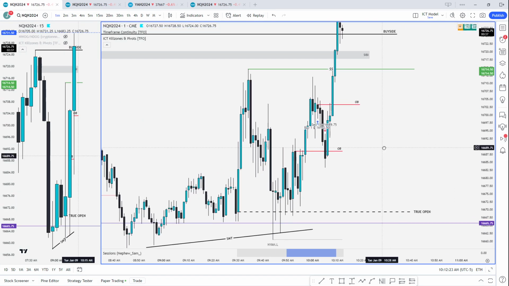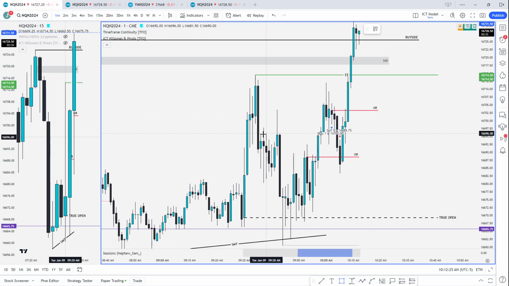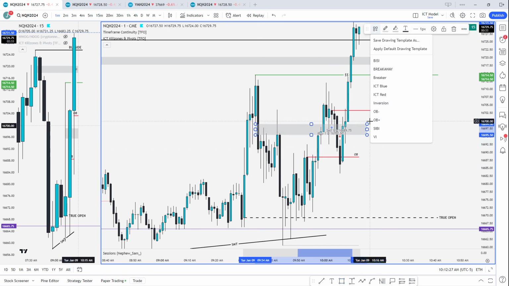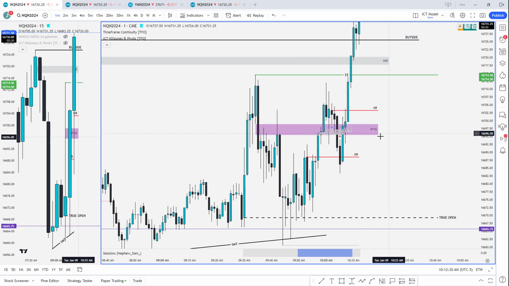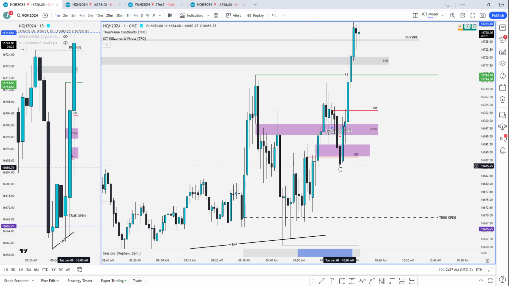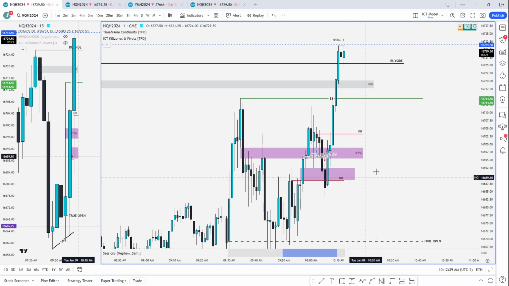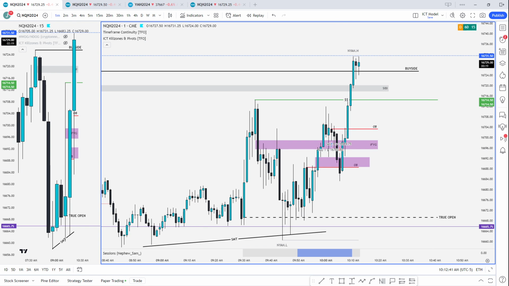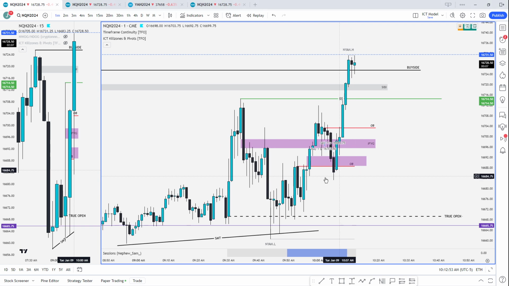NQ here. Framework was right. We closed above this inversion gap here, which was my entry. And we had this gap. My stop was below this gap right here, right at the discount end. Tapped in the order block and it flew. I guess if we did a 1-to-1 trade, it would have played out, but got a stop loss at 16,685.25. Yeah, that's tough. This low, I assume this 9:57 low.